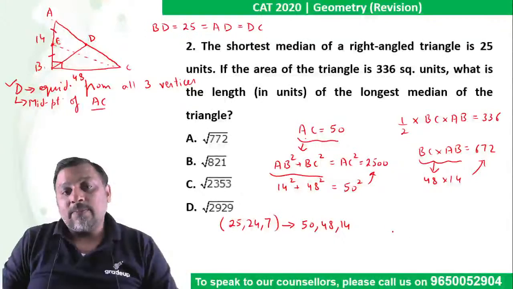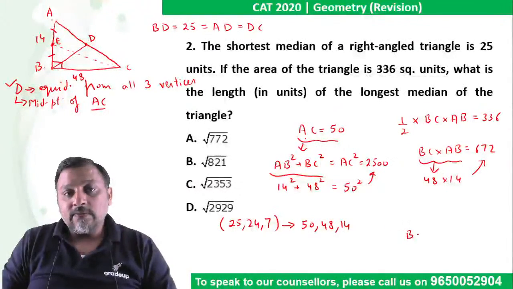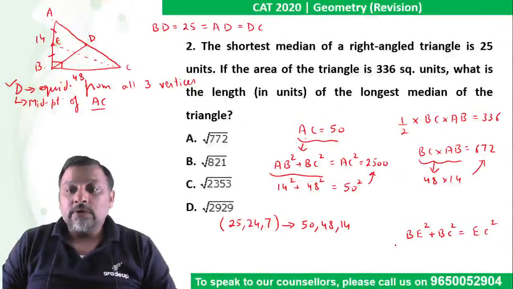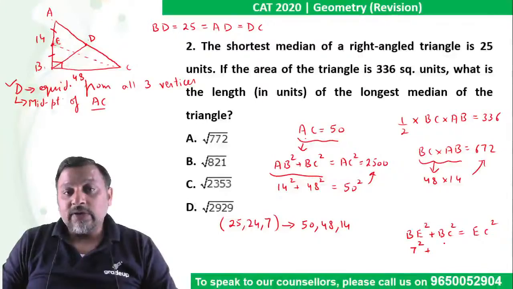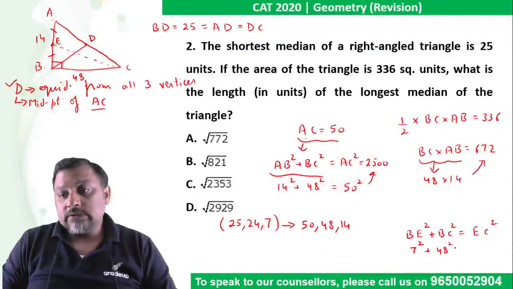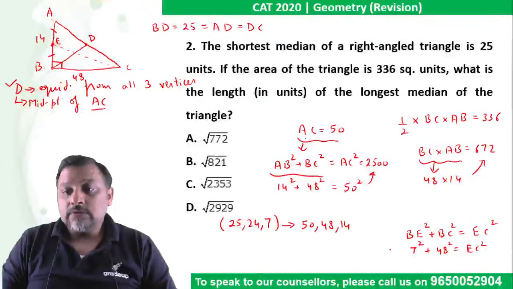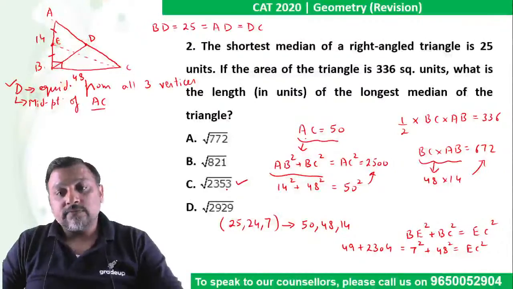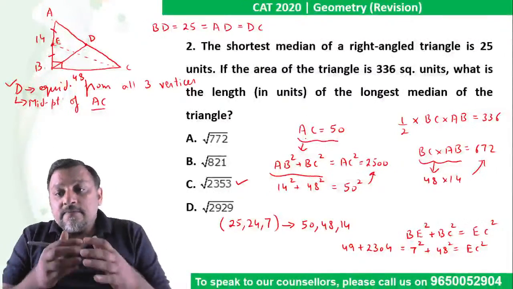So again, by applying Pythagoras, we can say BE square plus BC square is equal to EC square. So BE is 7, BC we know is 48. So it is 49 plus 2304, which is this. Is this clear?